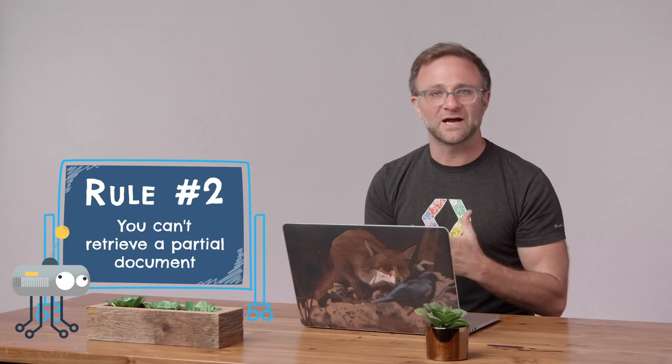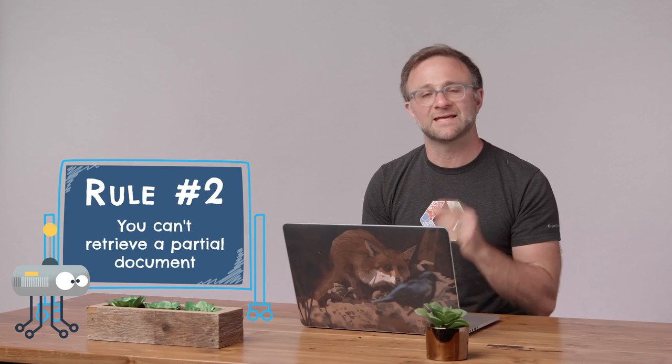Okay, let's move on to rule number 2. You can't retrieve a partial document, at least not using the client SDKs. So just because you can put A Tale of Two Cities into a document doesn't mean you should. See, when Cloud Firestore retrieves a document, you're retrieving all the data in that document. You can't retrieve partial data from a document using the client SDKs.